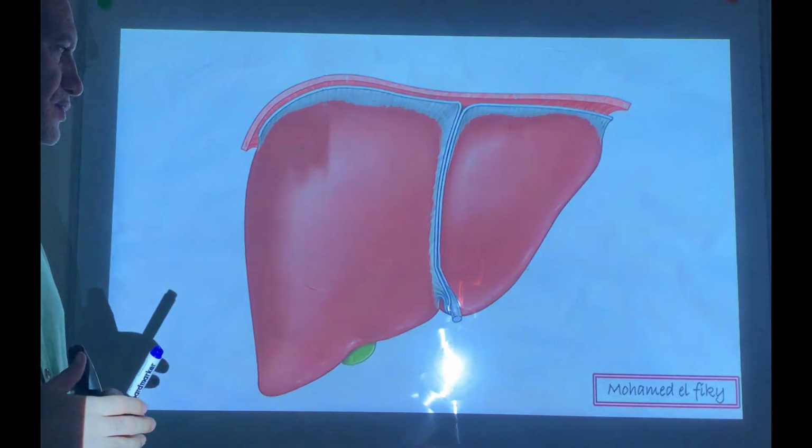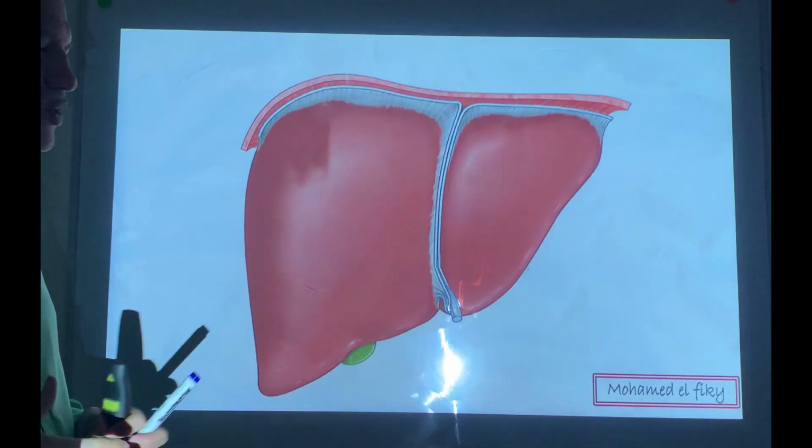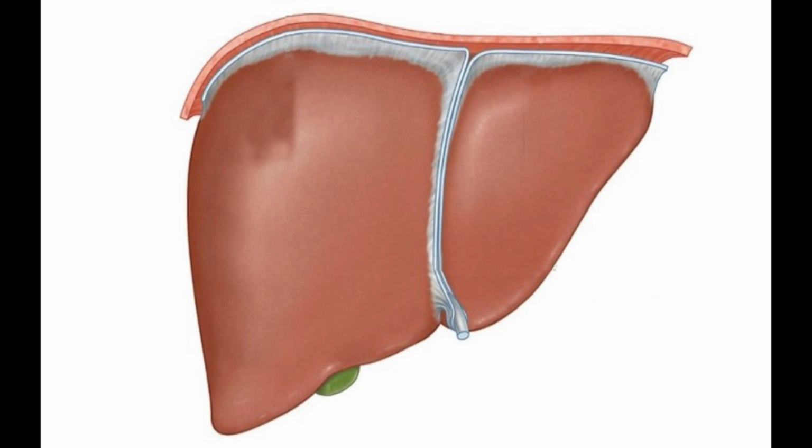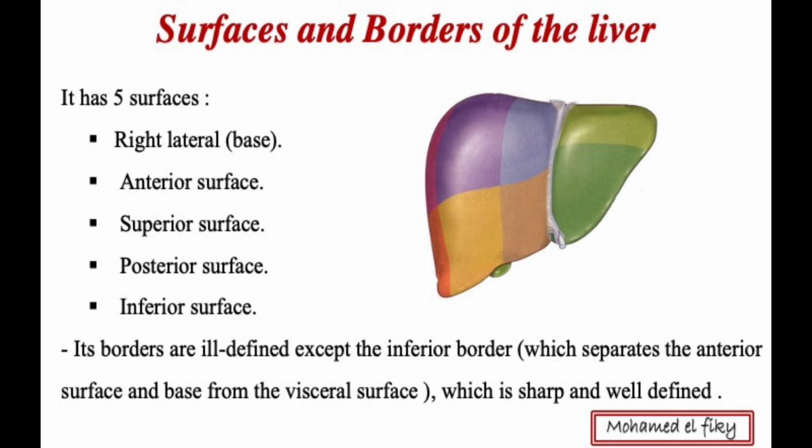This is the liver. Morphology of the liver: the best method to study the morphology of the liver or any organ is in the practical lab. So, to know the details of surfaces and borders, go to the practical lab. Surfaces and borders of the liver.